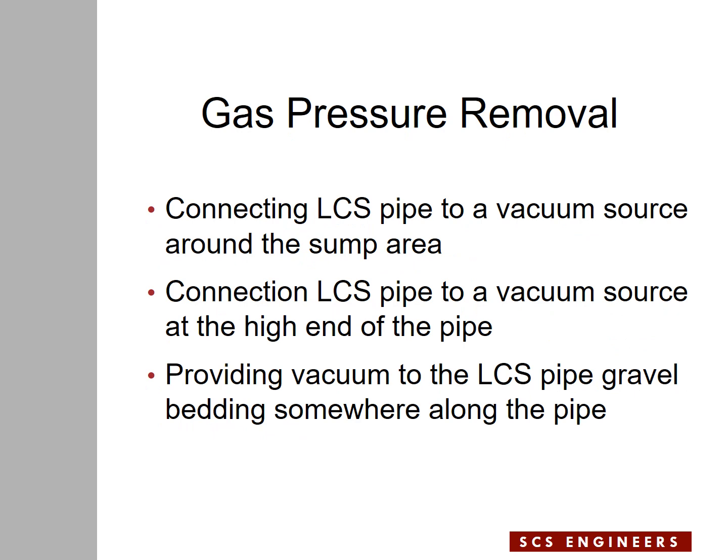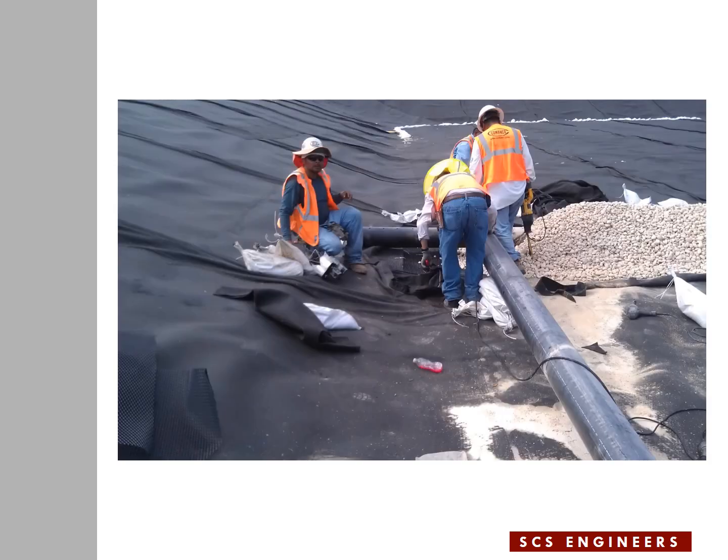Removal of gas pressure from LCS pipe can be done in several different ways. One of them could be connecting the LCS pipe and possibly the riser system to a vacuum source around the sump area, or connecting the LCS pipe to a vacuum source at the high end of the pipe where liquids are not at the high level, or you can bring vacuum to the gravel bedding around the LCS pipe, which is the subject of this presentation.